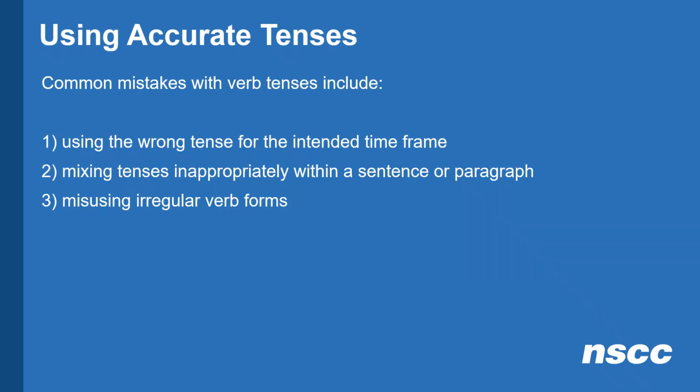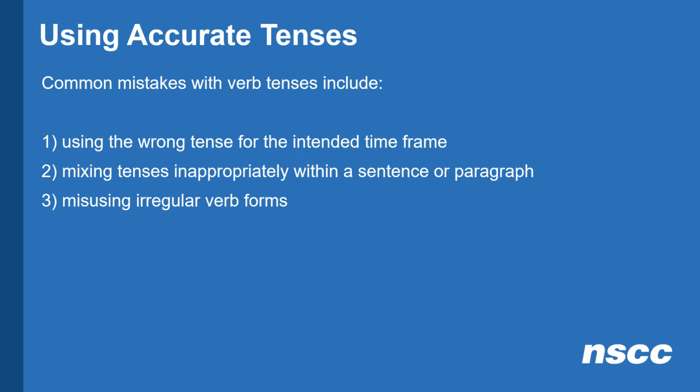Common mistakes with verb tenses often include using the wrong tense for the intended time frame, mixing tenses inappropriately within a paragraph, and misusing irregular verb forms. For example, I seen instead of I saw. Keep the same tense if all events happened in the same time frame. Use past tense for events that happened in the past.